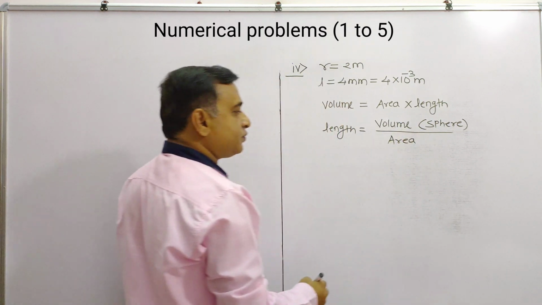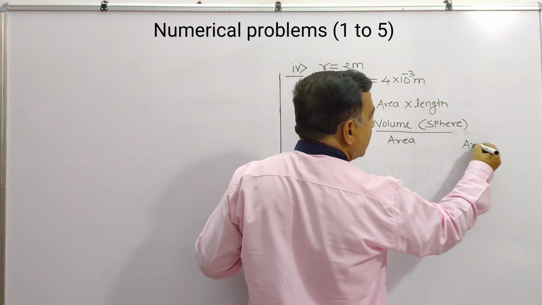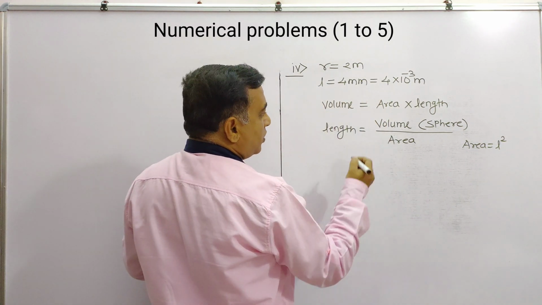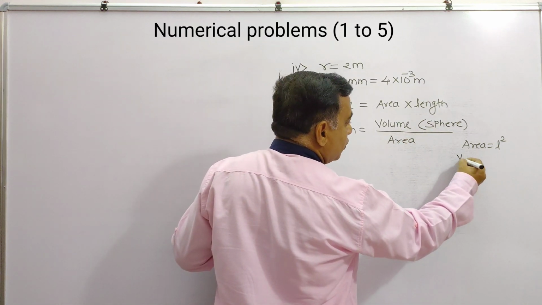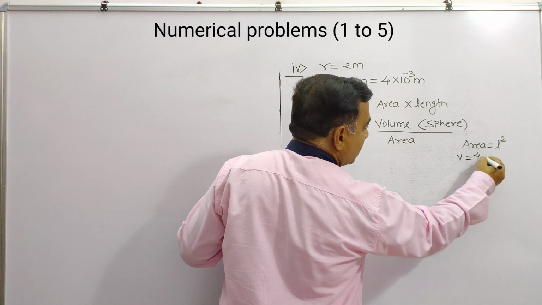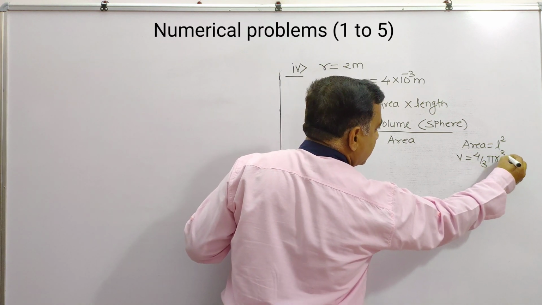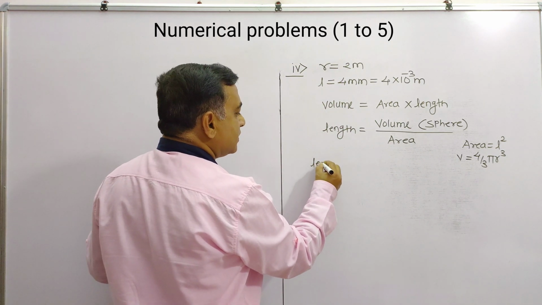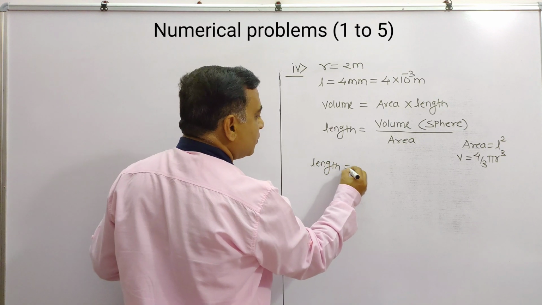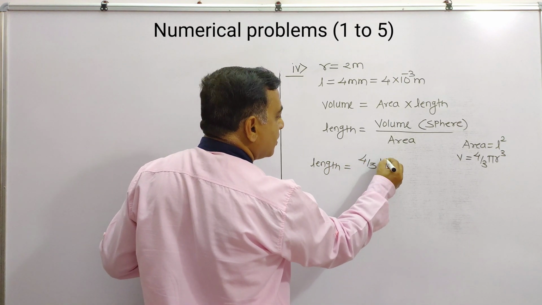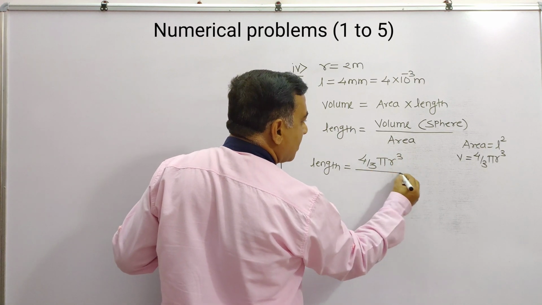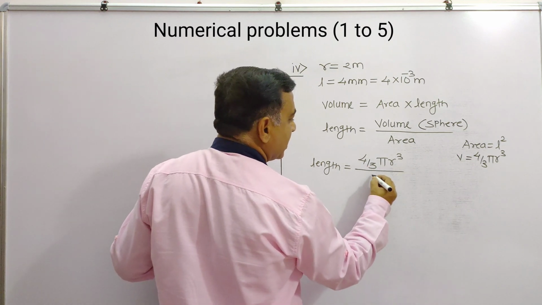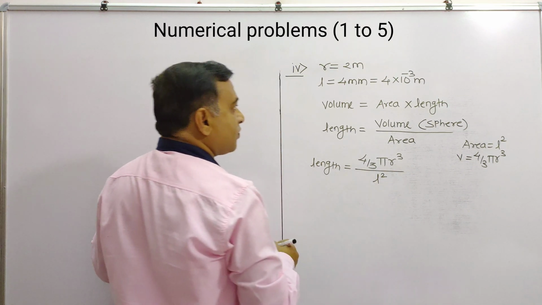So accordingly, we know that area is nothing but length square, and considering the sphere, the volume is equal to 4 by 3 pi r cube. So the radius is given. So length is equal to 4 by 3 pi r cube upon the area, that is length square.